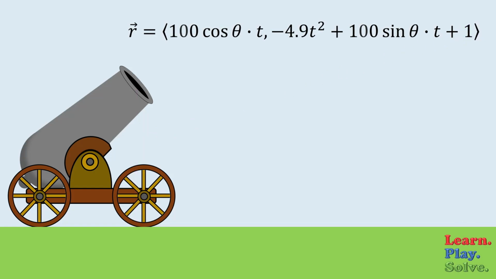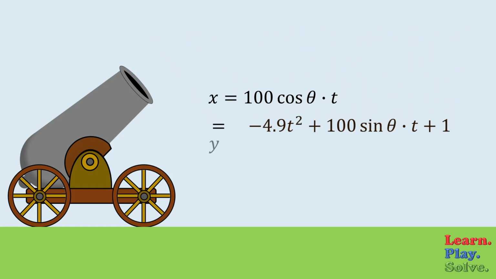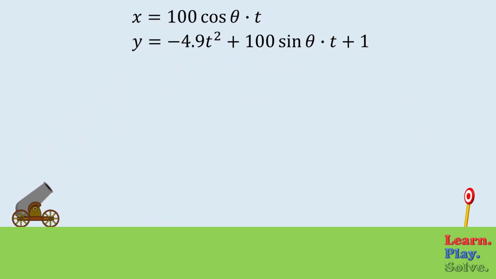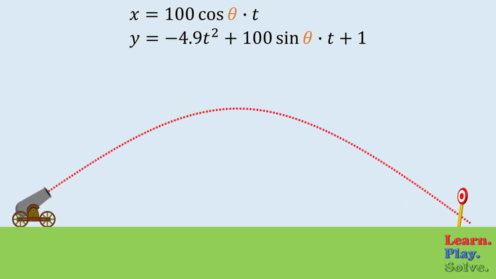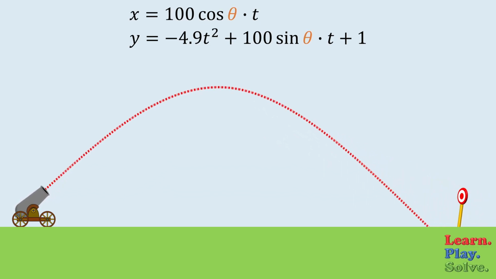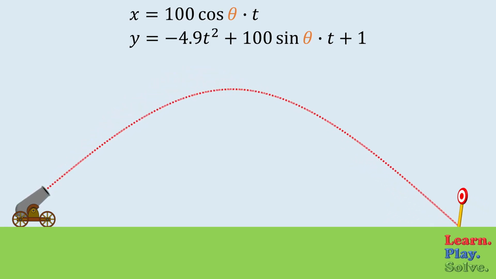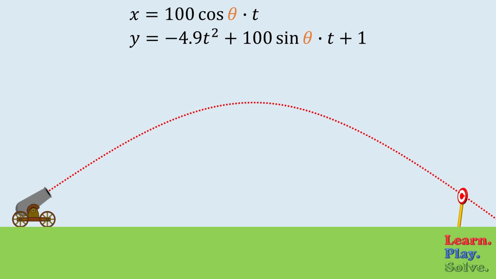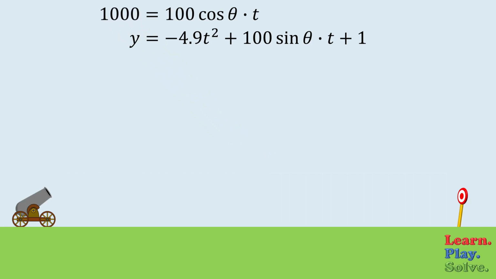We can now turn this position vector into a set of parametric equations with parameter t. These parametric equations describe a parabola, and theta determines the shape of that parabola. We want to find the value of theta that will give us a parabola that intersects our target. That target is 1,000 meters away. Since the cannonball starts at 0, the target is at x equals 1,000. The target is also 1 meter off the ground, so its y-coordinate is 1.